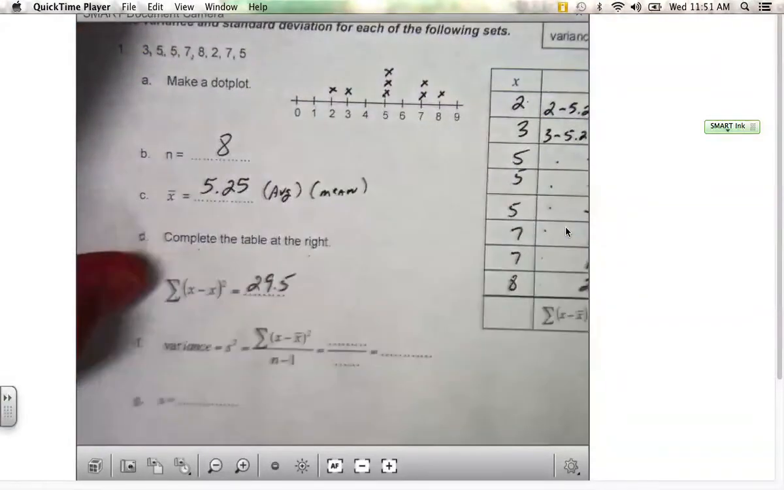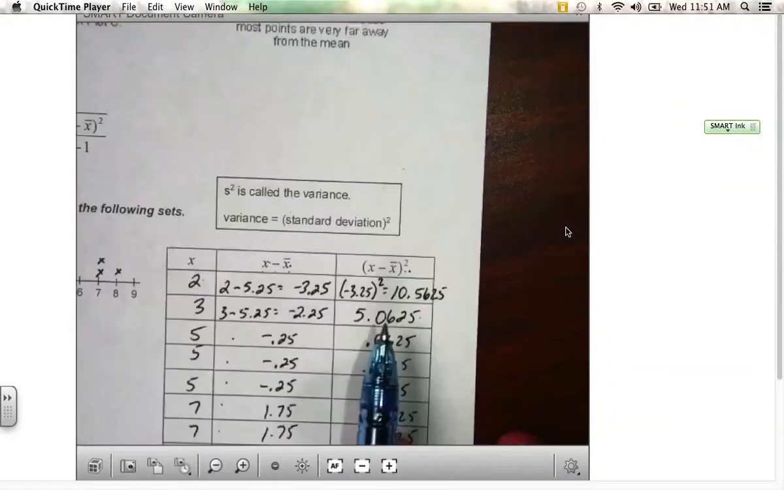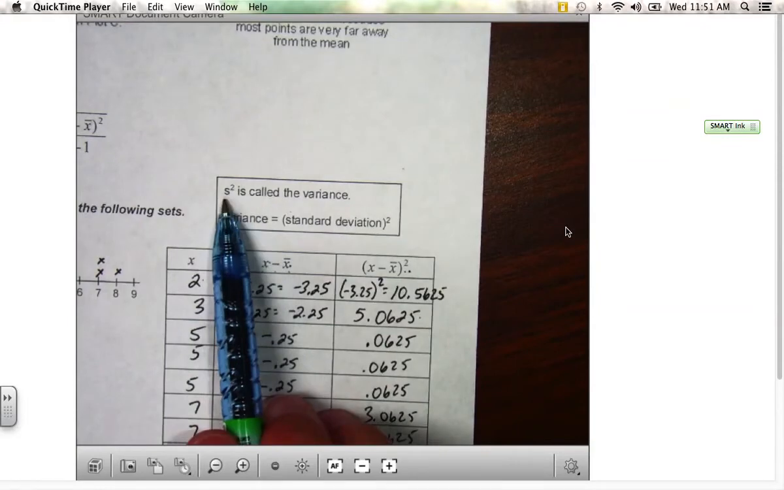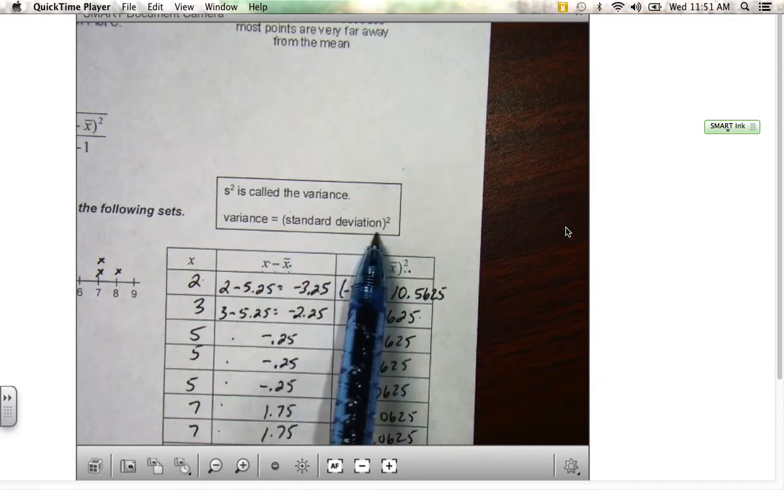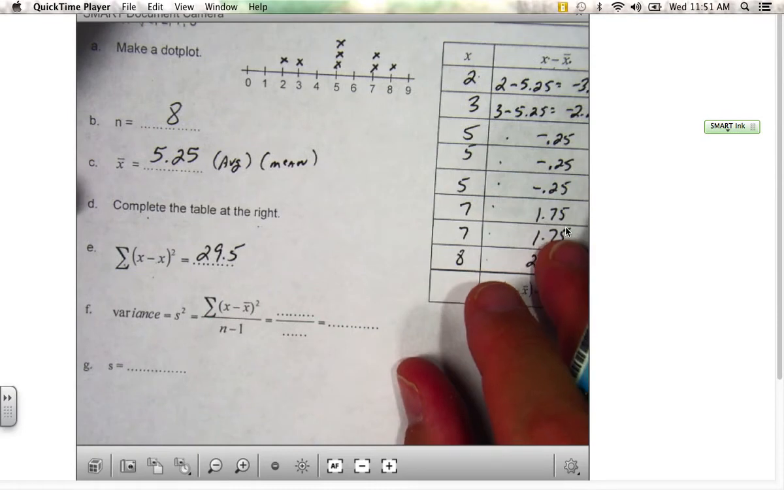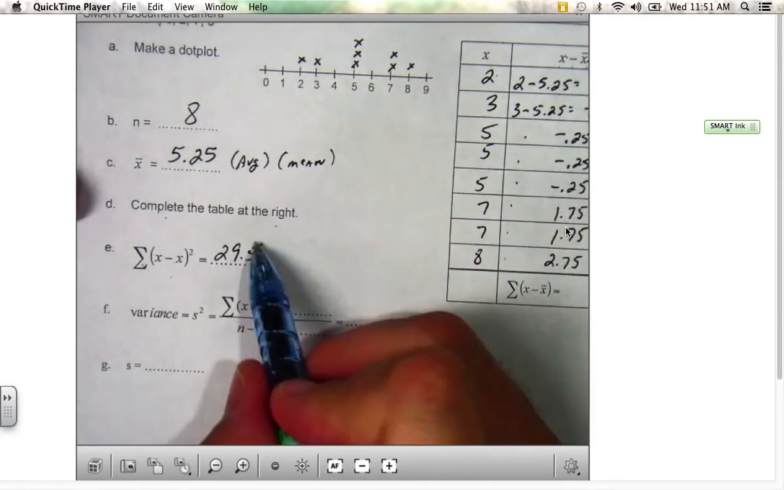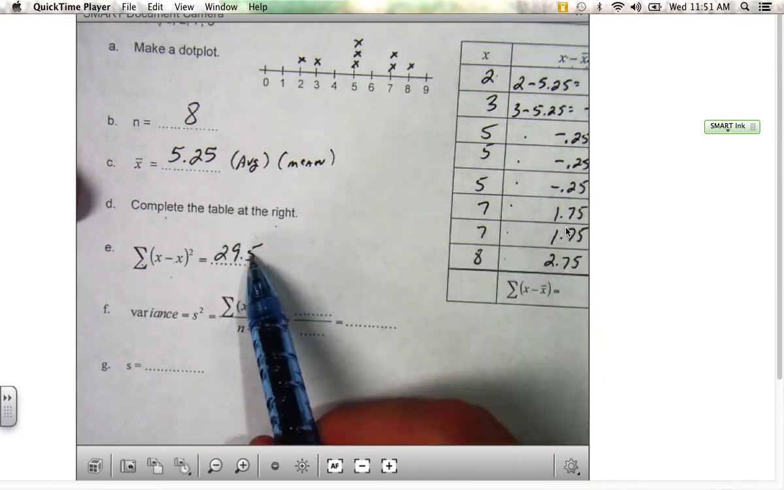All right, let's increase this size a little bit more. Now variance. There's a little box up here that I just skimmed over. S squared. Whenever you find the standard deviation, the variance is basically the standard deviation squared. You're going to need to know that. So before we take the square root, this is actually part of your variance.